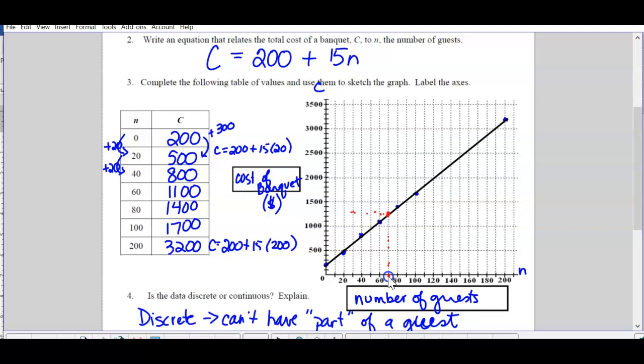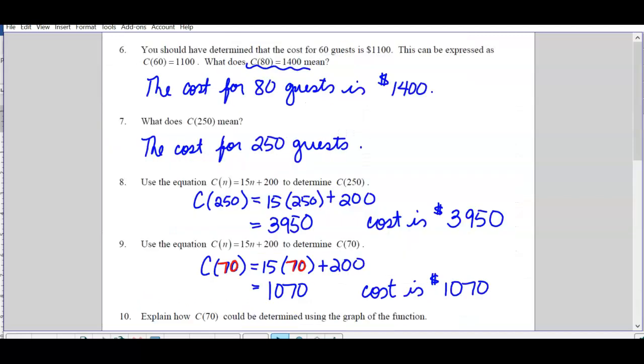On the smart board, it's not working so well. So if I take a line here and go across, a little bit easier, okay, it looks like a little bit more than 1,200. I'm a little bit low on that one, so let's say 1,250.